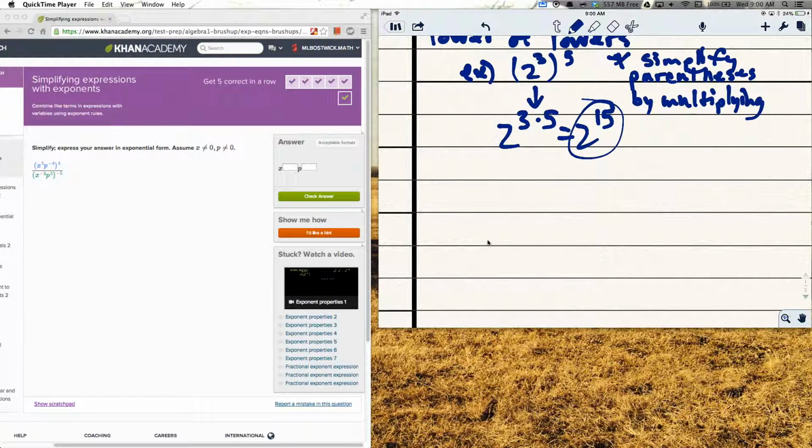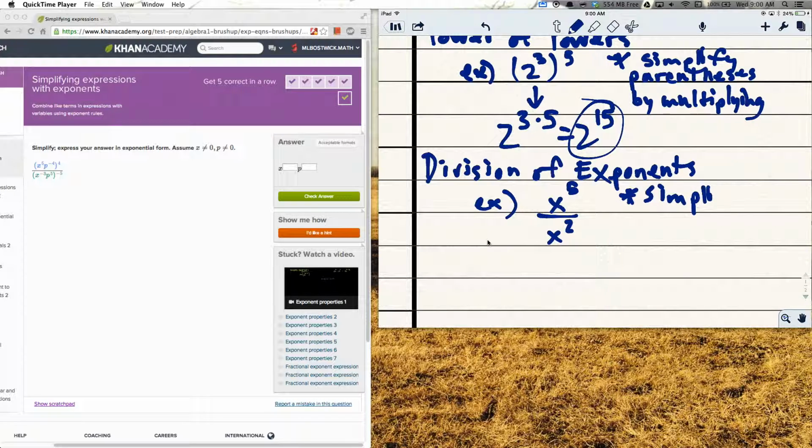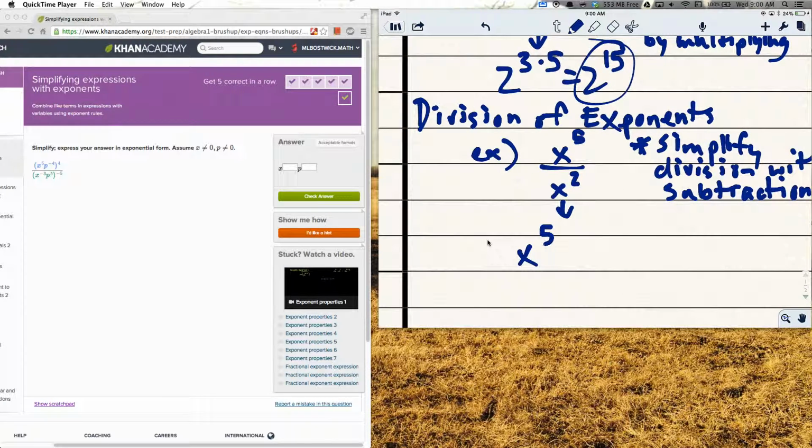All right, next rule I'm going to remember is division of exponents. For example, I might have an expression like x to the fifth over x to the second. And so I simplify division with subtraction. And so this becomes x to the 5 minus 2 equals x to the third. Now it's simplified. So when you have division, you subtract the exponents.